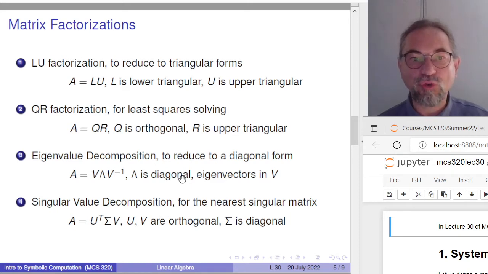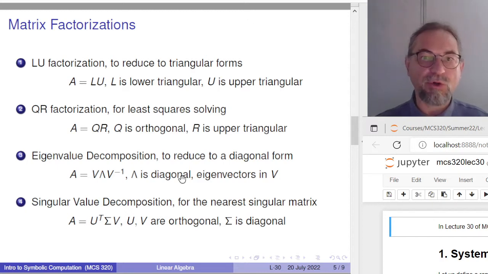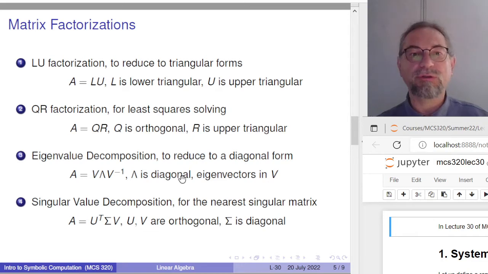So the first two normal forms are triangular. We either do a row reduction and compute an LU factorization, where the matrix A can be written as a product of a lower triangular and an upper triangular matrix. The lower triangular matrix is typically invertible with multipliers, and one can also see this as an operator that you apply on the matrix A.